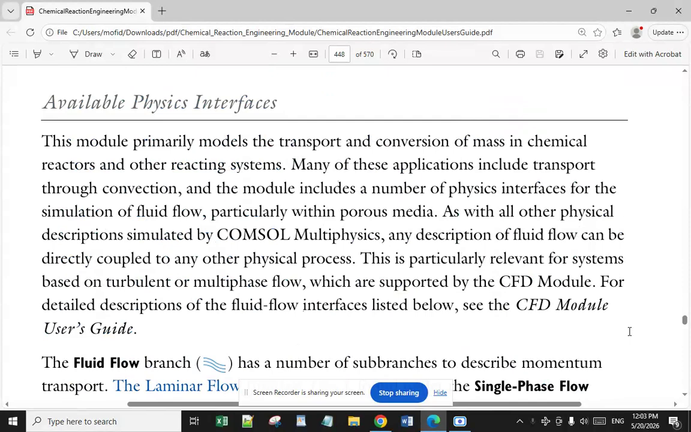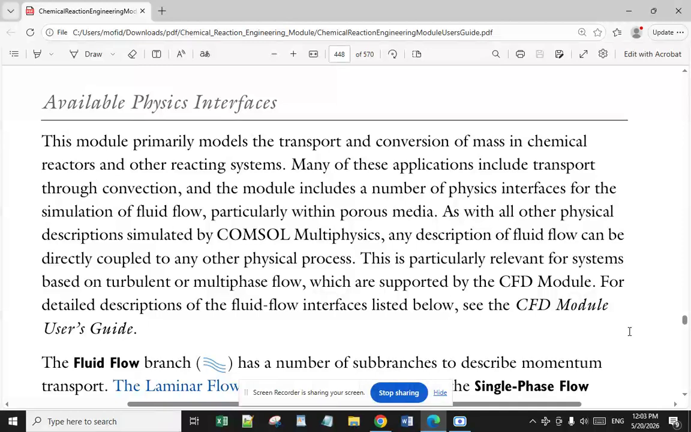The first topic is the available physics interfaces. This module primarily models the transfer and conversion of mass in chemical reactors and other reacting systems. Many of these applications include transport through convection, and the module includes a number of physics interfaces for the simulation of fluid flow, particularly within porous media. As with all other physical descriptions simulated by COMSOL Multiphysics, any description of fluid flow can be directly coupled to any other physical process.